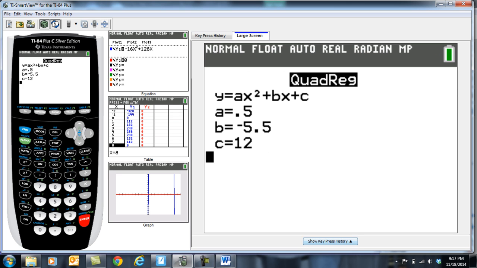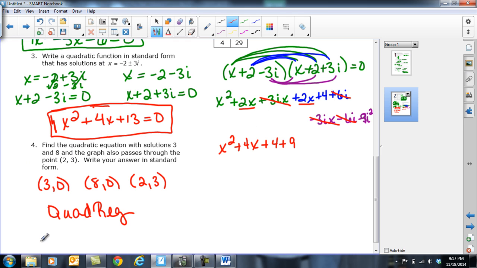It's going to give you a bunch of numbers. And so I have all these numbers, and I need to put these numbers into this ax squared plus bx plus c. Well, a is 0.5, b is negative 5.5, and c is 12. So my equation becomes 0.5x squared minus 5.5x plus 12.